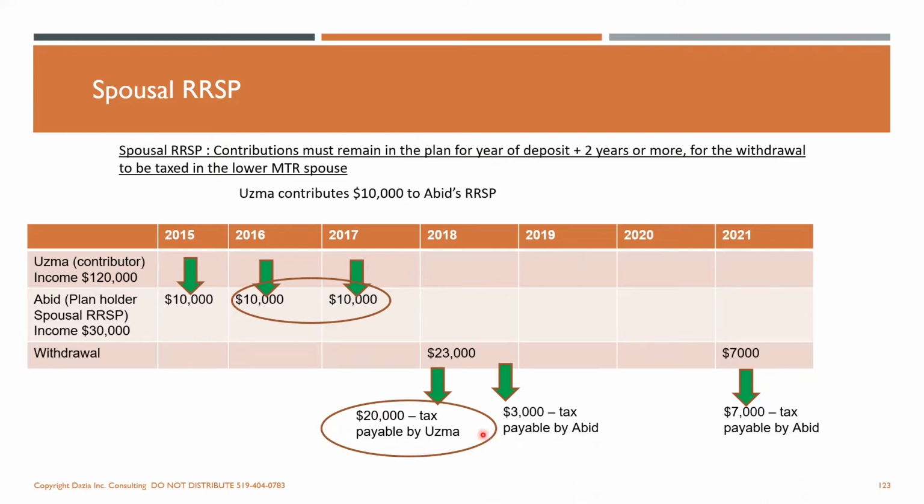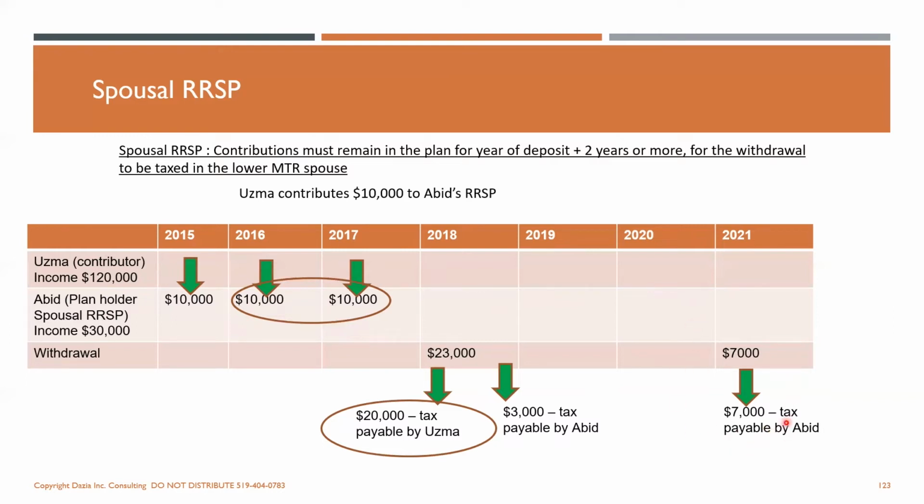So as you can see, it doesn't really help a lot to put the contribution into a spousal RSP plan if they plan to take it out in the near future, within 3 years or so. If they had waited, then let's suppose in 2021 they want to take out the balance $7,000. This $7,000 is going to be taxes payable by Abid because this has remained in for more than the year of deposit plus 2 years.